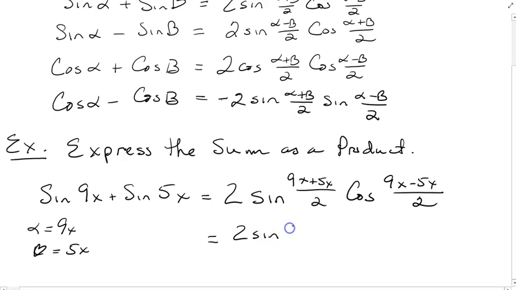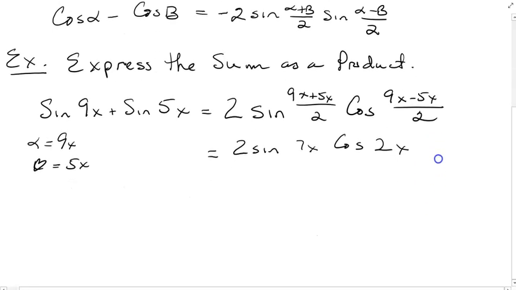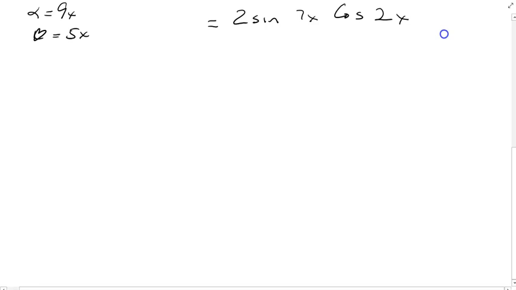So that's going to give me 9 and 5 is 14. 14 divided by 2 is going to give me my 7x, 4x over 2, 2x. So the answer simply comes to 2 sine 7x cosine 2x. So ultimately, you apply the correct formula. Only should take you a minute or two to do one of these problems. But they are also useful in verifying identities. So let's take a look at that.